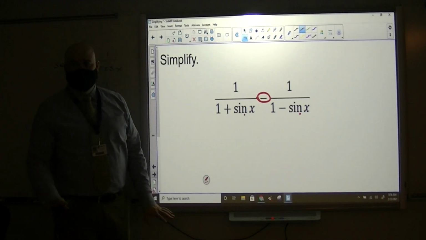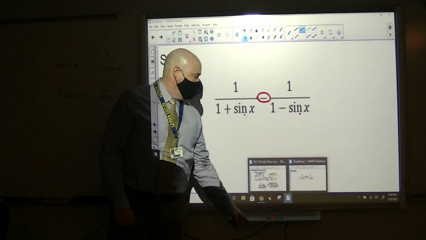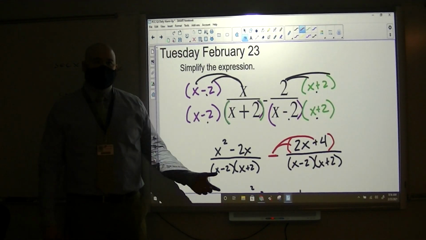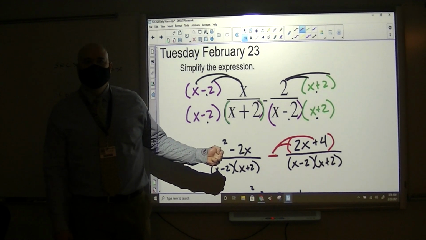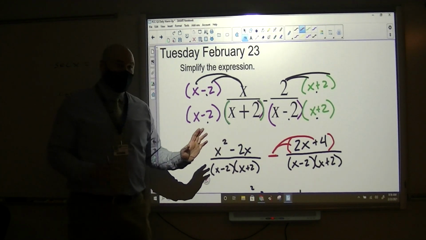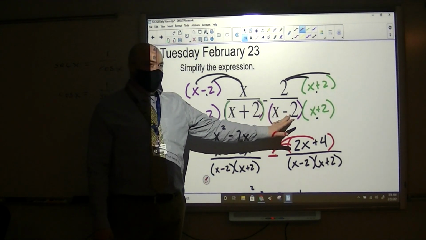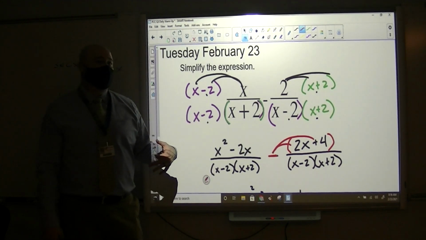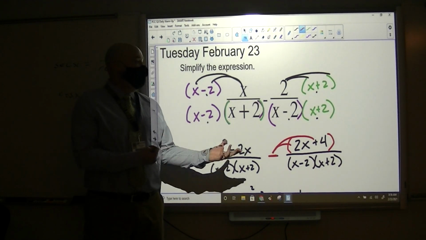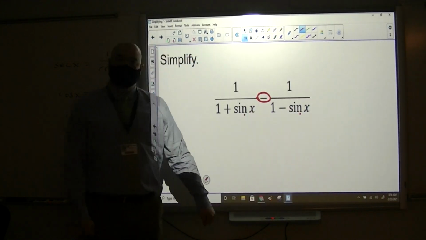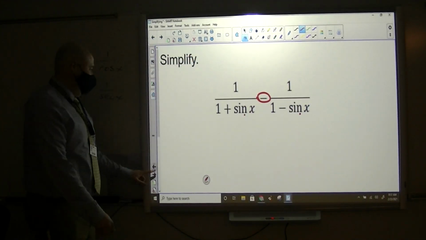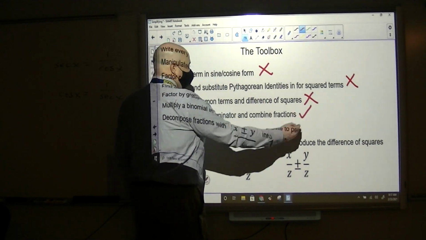And now you might realize why we did what we did on the opener. Okay? Do you see the similarity between the format here and what we're looking at now? Right? It's not x's, it's sine x's. It's not 2's, it's 1's, but very similar. Right? So, yeah, we may want to do that.